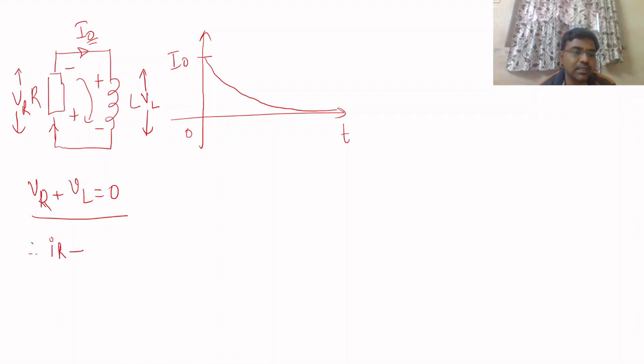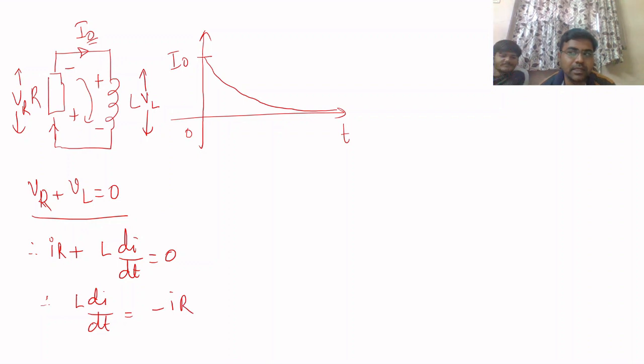What is VR? VR is nothing but IR, and VL equals L di by dt, and that will be equal to 0. If I take this IR on the other side, L di by dt becomes minus IR. So if I take this di and this current on one side, di over I equals minus R over L into dt, because I take this L to the denominator.